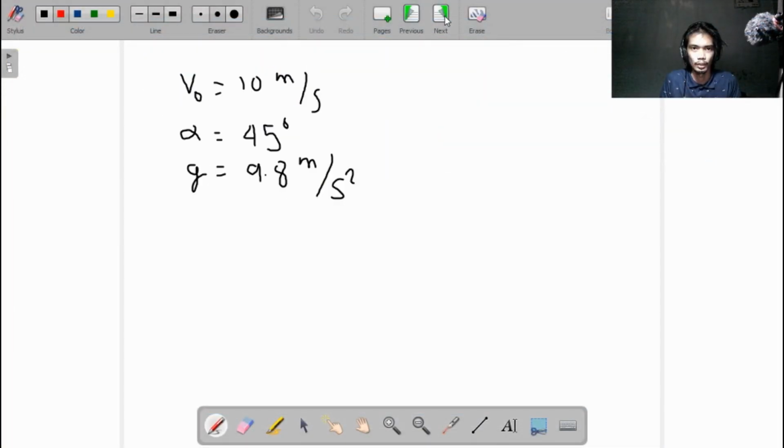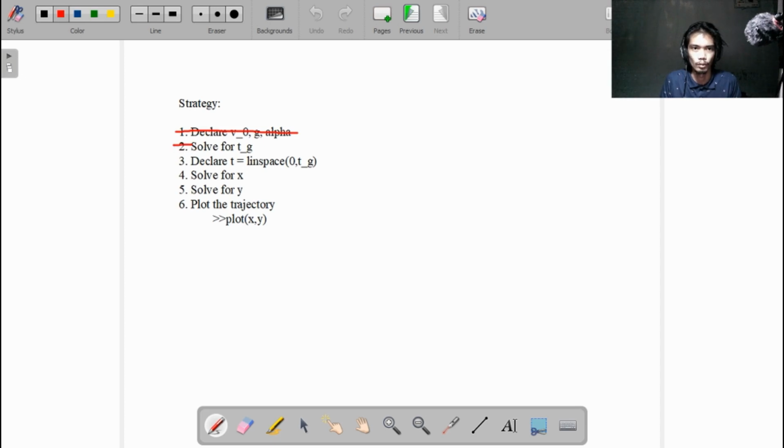Okay, balik tayo dun sa strategy natin. We already solved for T of G. Now let's try to declare the linspace. So T is equal to linspace of 0, T of G. Going back here, T is equal to the linspace, the linear space from 0 to T of G.